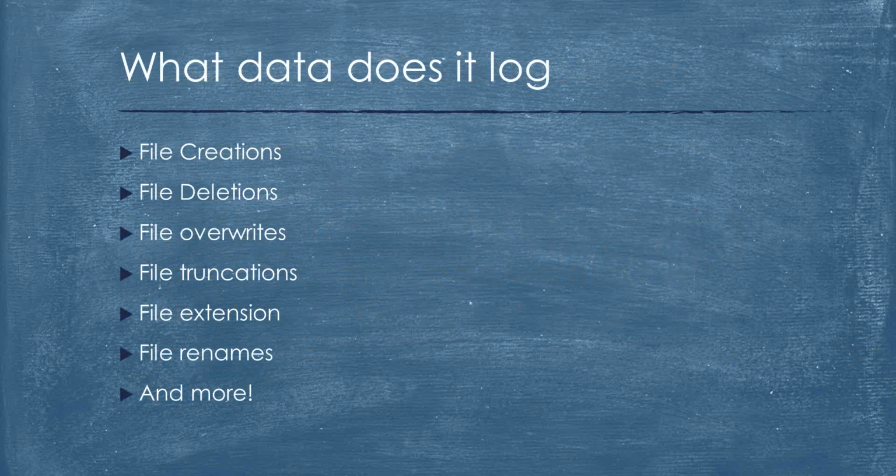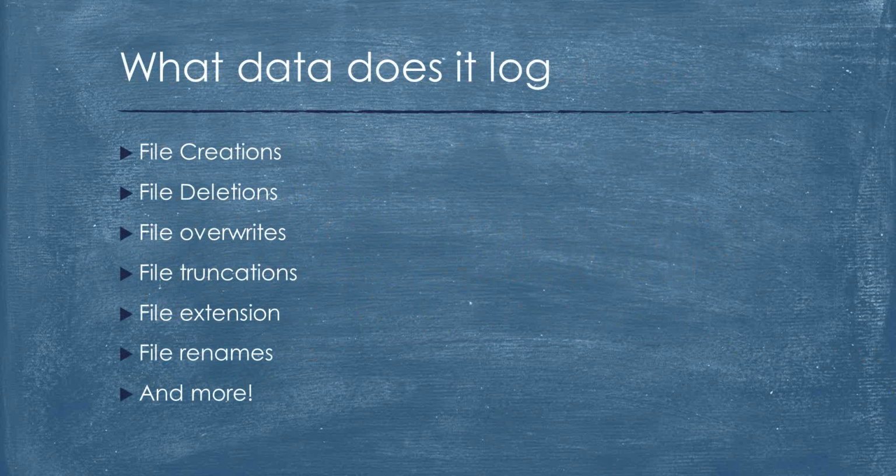So what does it log? File creations, deletions, overwrites, truncations, extensions, renames, alternate data stream changes, insertions, basic info changes. Those are changes to the standard information attribute. Basically, if something is changing, creating, or deleting the contents of a file, it gets written to the USN journal as a nice single-line entry.